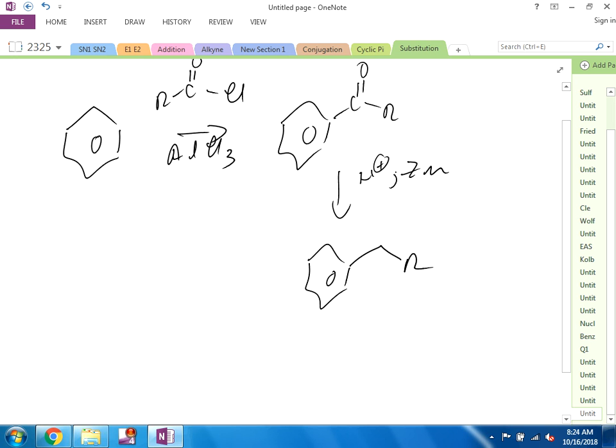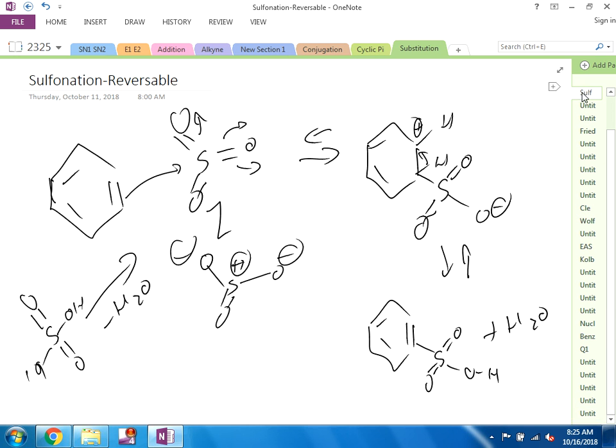Now what I want to do is block the para position so that I can force things to go to the ortho position. The other day we talked about this reaction: if you take sulfuric acid and dehydrate it, you can make sulfur trioxide, and sulfur trioxide will make that benzene sulfonic acid. Technically, the byproduct of that reaction is the water that you took off from the sulfuric acid. So it turns out that this reaction is very reversible.